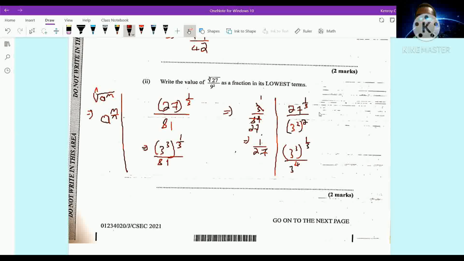By larger indices, power times power in the numerator is just going to give me 3 over 3 to the 4. Now, by larger indices, you have 3 to the 1, if you want me to put the 1 there, divided by 3 to the 4. The larger indices say if the bases are the same and 3 is the base, you subtract the power. So I'm going to have 3 raised to 1 minus 4, which is 3 to the negative 3. By larger indices, you have something to a negative power. You can make the power positive by simply bringing it down. So you have 1 over 3 cubed, which is 1 over 27. All right, that would have been the answer.